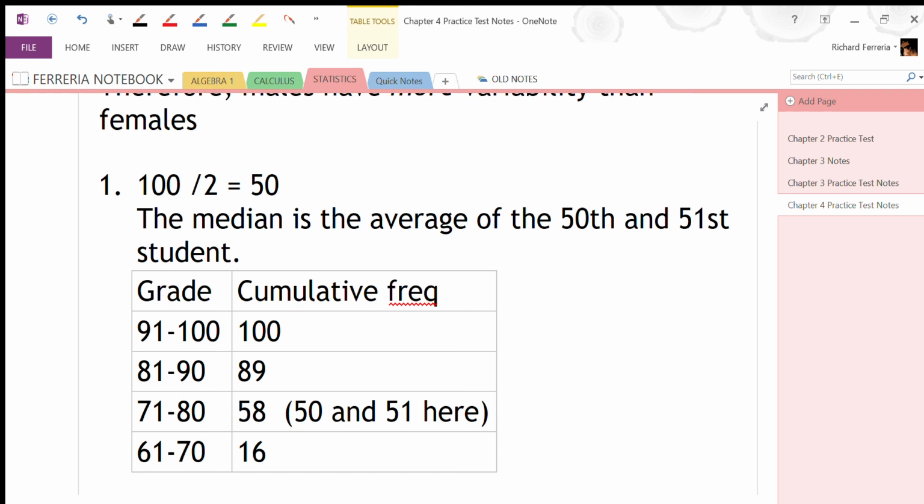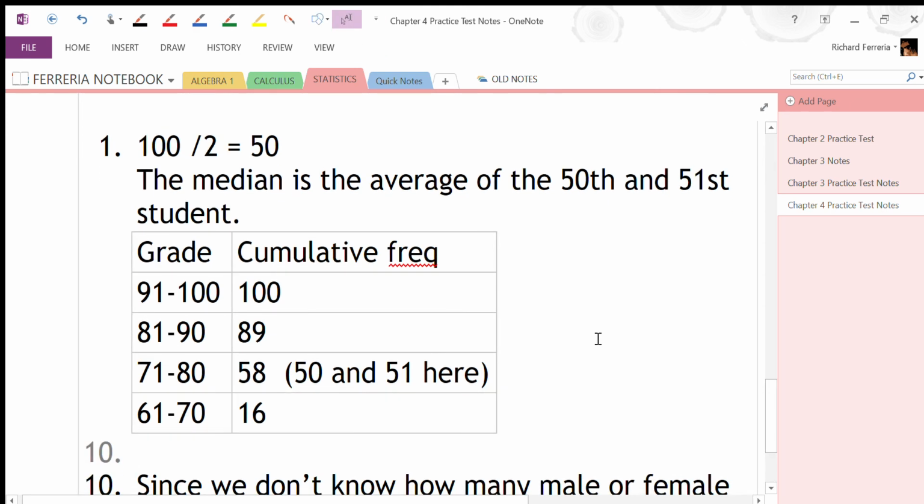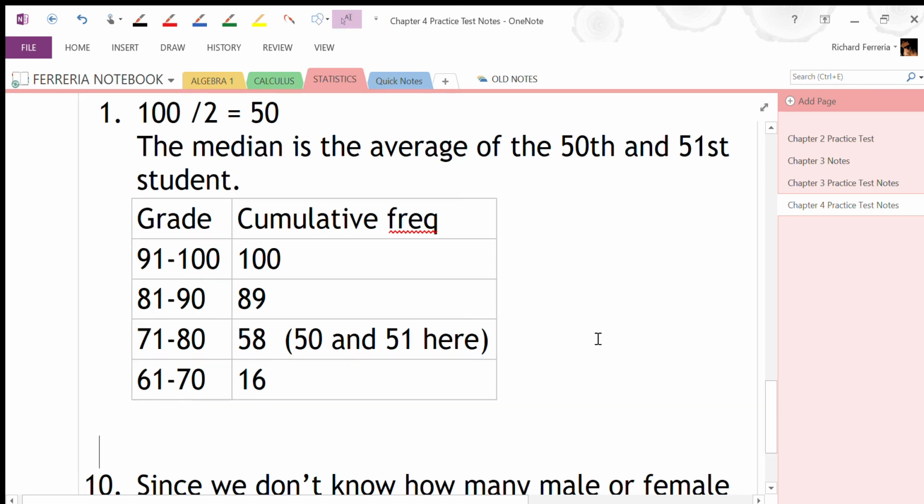So which interval would contain the median? 71. Yeah. We don't know exactly where, but we know somewhere between 71 and 80.